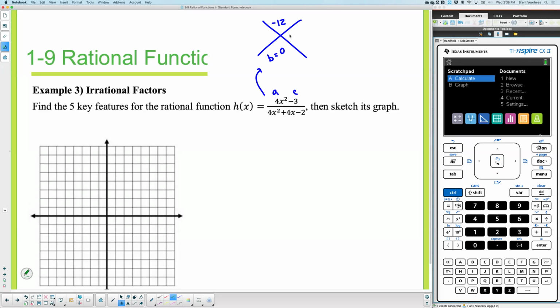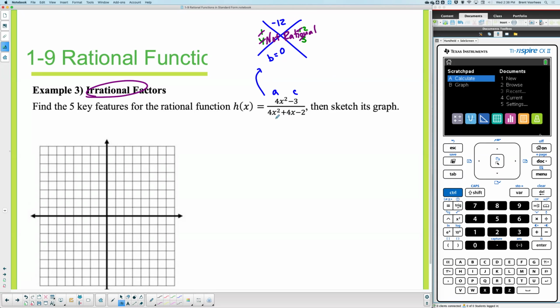Now, are there integers that I could use to multiply to be -12 that add to be 0? Do I have any? What are the factors of 12? 1 and 12 or 3 and 4, 4 and 3? Do either of those give me 0? This is not rational. What this means, if those don't work, this is not rational, meaning we have irrational factors. These are not rational. We cannot do it with normal integers.